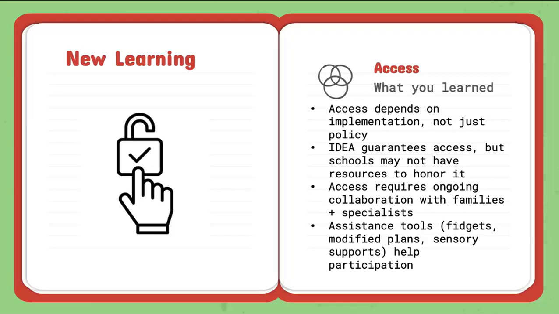Some of the examples that he gave in the interview for assistance tools are fidget spinners, modified plans, and sensory support, like removing a child who needs assistance with focusing. He would move away distractions to help them focus on the work, and then slowly include them back into the general population to help them with social anxiety and things like that.